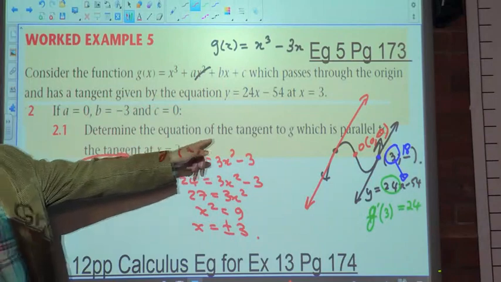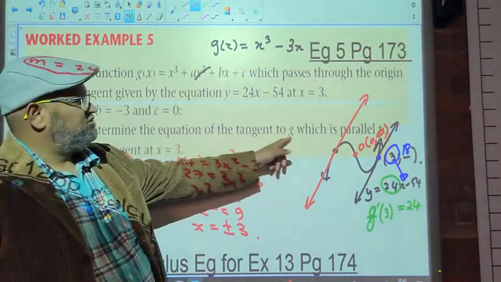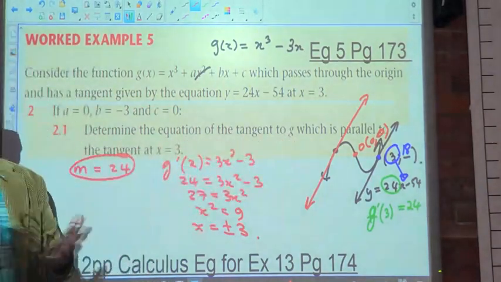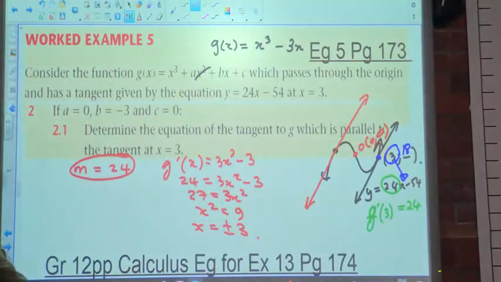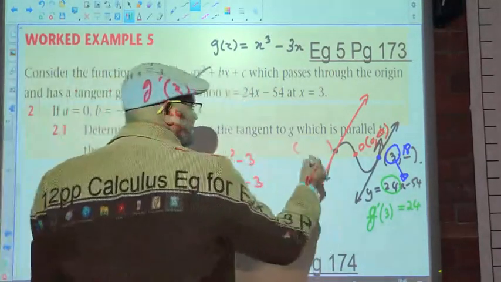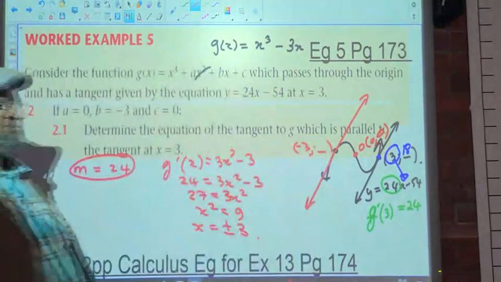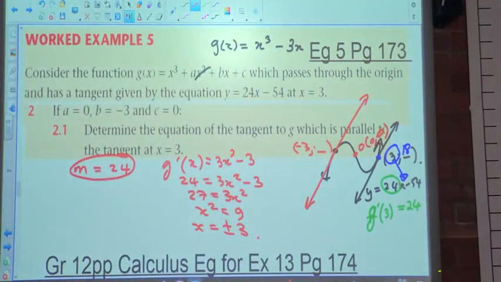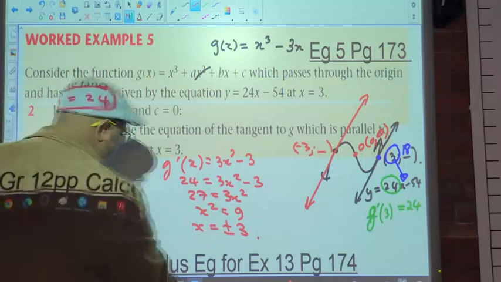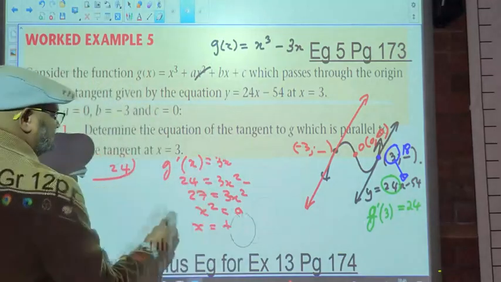Determine the equation of the tangent to g which is parallel. Have we answered the question? No. So we know that this point here is going to be minus 3 and some y value. How do we get that y value? You substitute it, yes, where? Into which equation? Into the equation of g of x.